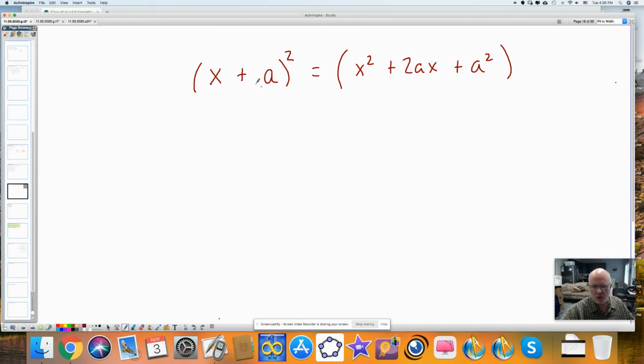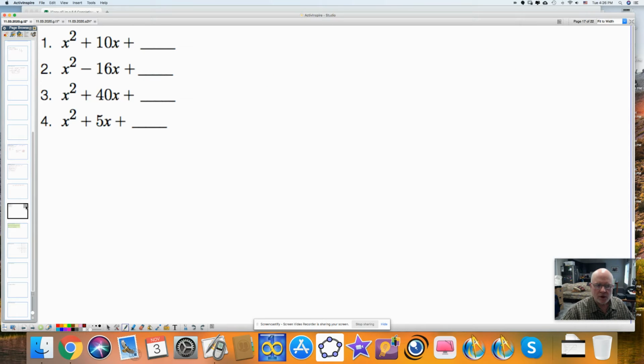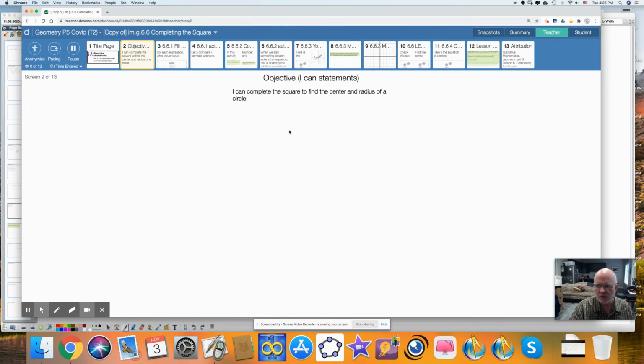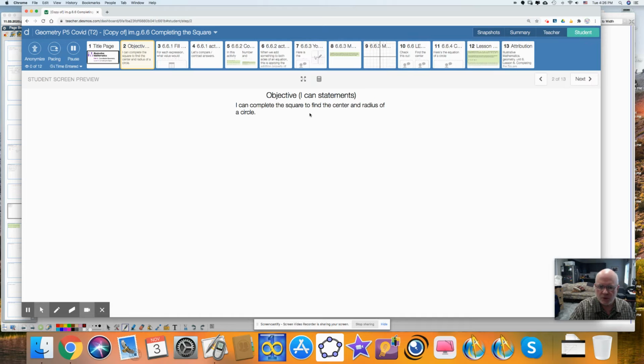Again, if I square a binomial, which is two terms separated by a plus sign, I get a perfect square trinomial. There are three terms, tri, separated by a plus or minus sign. So with this in mind, we go to our class. All of the class assignment was in Desmos, coordinate geometry. But at the end of the lesson, the objective was that you would be able to find the center and the radius of a circle by completing the square.